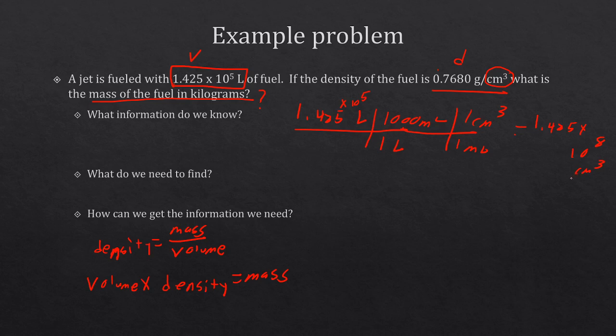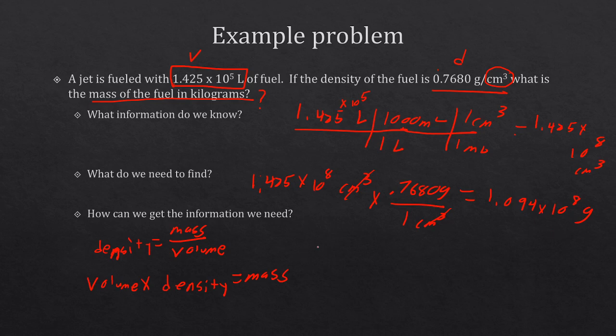So now if we plug it in the equation, the cubic centimeters will cancel. One of them is in the numerator, one of them is in the denominator. So let's plug this in. We have 1.425 times 10 to the 8th cubic centimeters. We're then going to multiply it times our density, which is 0.7680 grams per 1 cubic centimeter. So the cubic centimeters will cancel. We do that, and we're going to get 1.094 times 10 to the 8th grams.